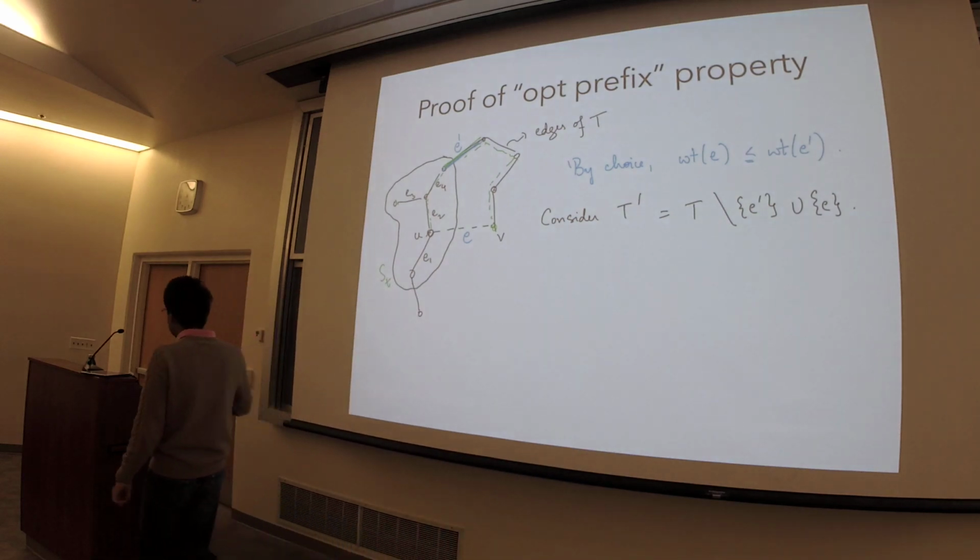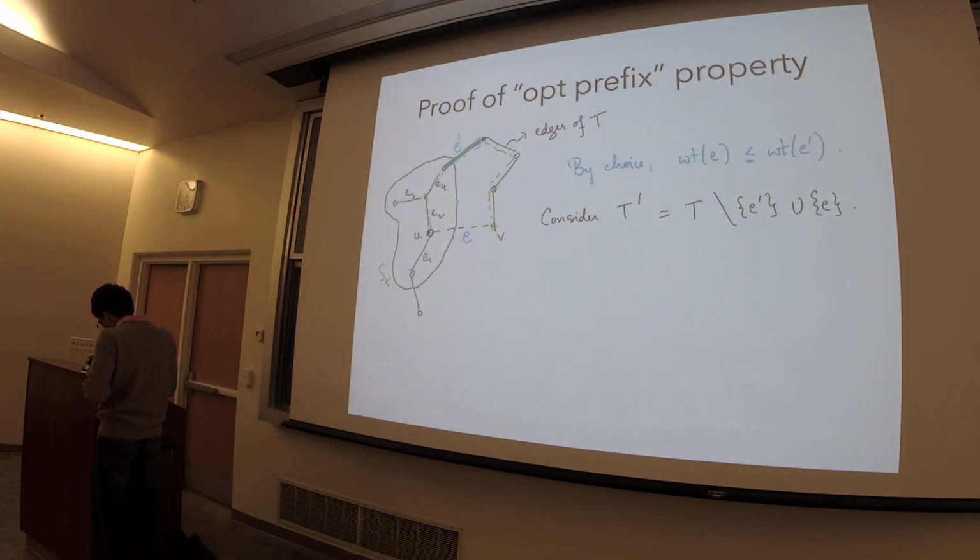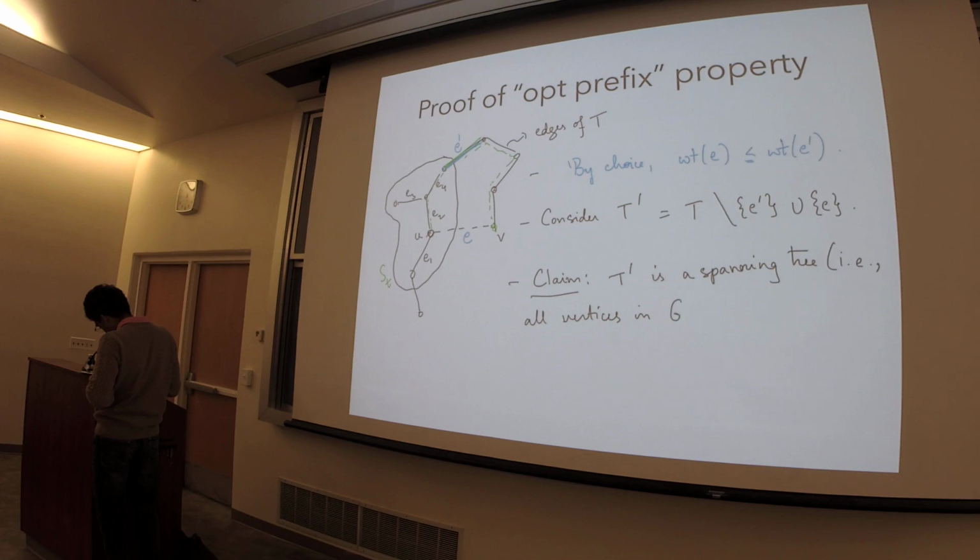And I'd like to claim that T prime is still a tree. So the claim is T prime is a spanning tree, i.e., all vertices in G are still connected.